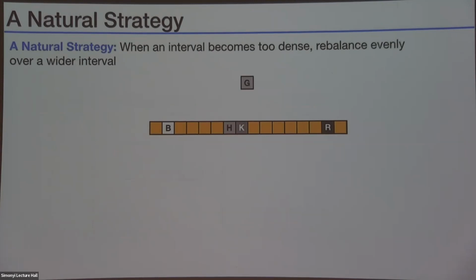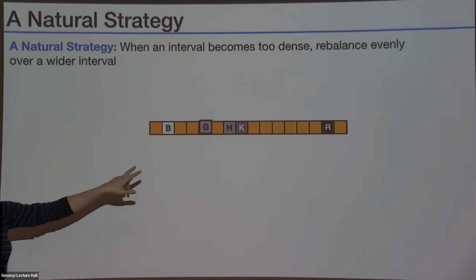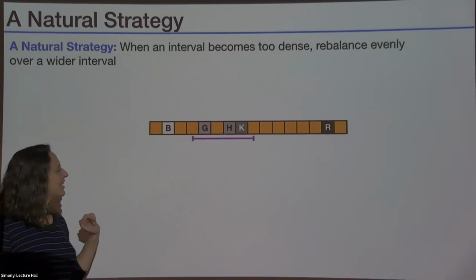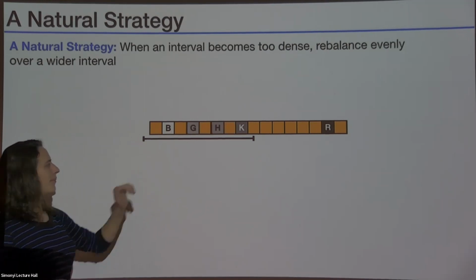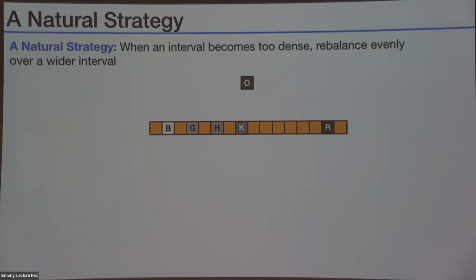One natural strategy would be: we don't want any regions of the array to get too dense. And so when a region of the array gets too dense, I'm just going to take all those elements that are too densely packed and spread them out evenly among a larger interval. So let's say our interval became too dense, then we're going to spread everything out evenly among this larger interval.